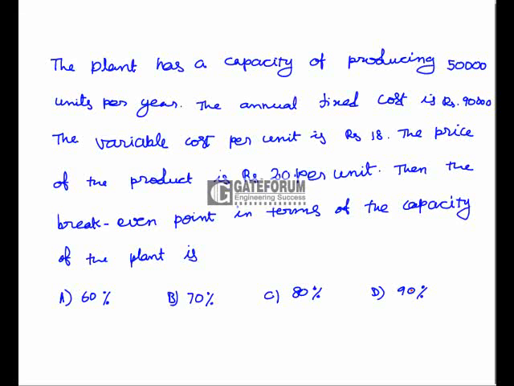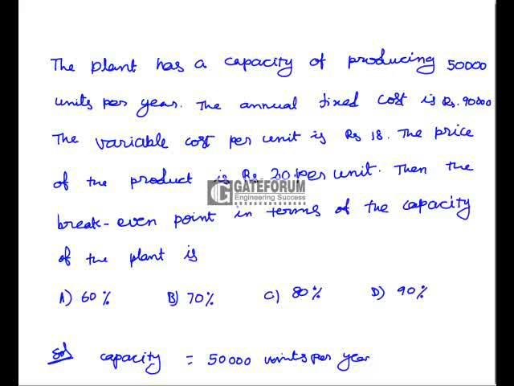The plant has a capacity of producing 50,000 units per year. The annual fixed cost is 90,000 rupees. The variable cost per unit is 18 rupees. The price of the product is 20 rupees per unit. Then the break-even point in terms of the capacity of the plant is. Already the capacity of the plant is given, that is 50,000 units per year. So we will have to find out the break-even point, and then take the percentage of the break-even point with respect to the capacity of the plant.